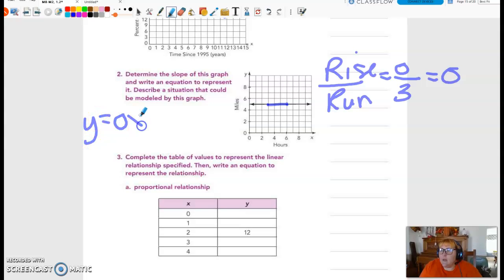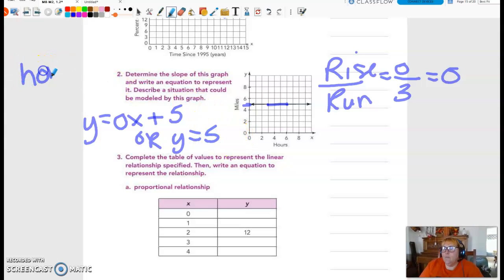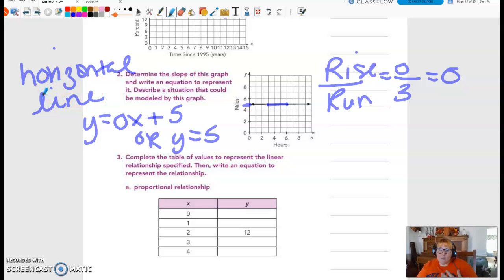So I have 0x plus, where am I starting? I'm starting right here, which would be 5. So you can write it like that, or you can simplify it. 0 times x is just 0. 0 plus 5 would just be 5. So it'll be y equals 5. This is called a horizontal line. All horizontal lines have a slope of 0. It's just y equals a number. It's going through that number.